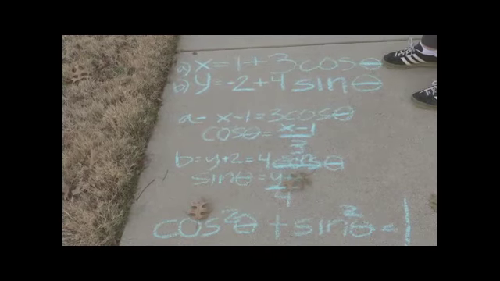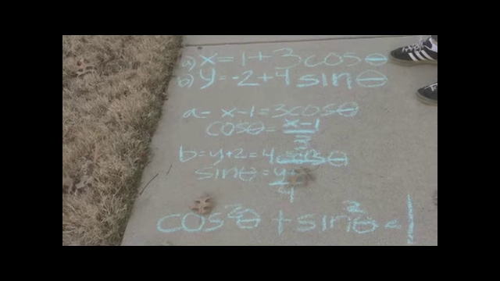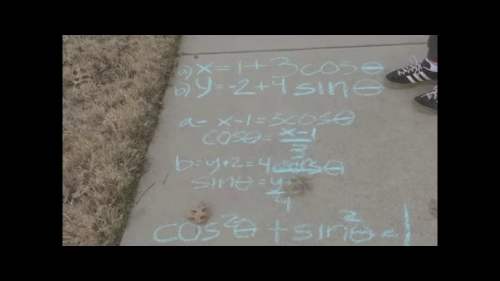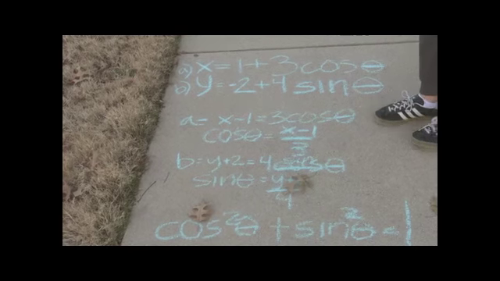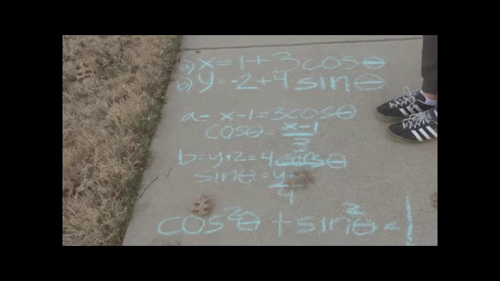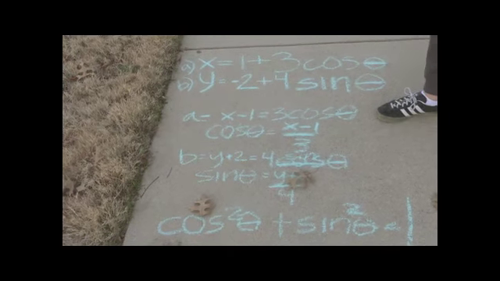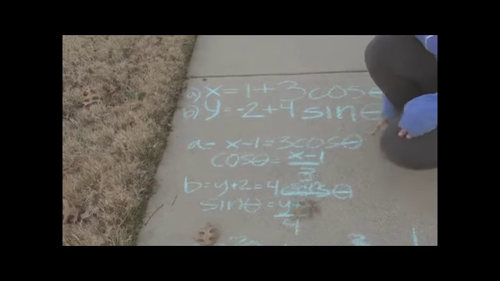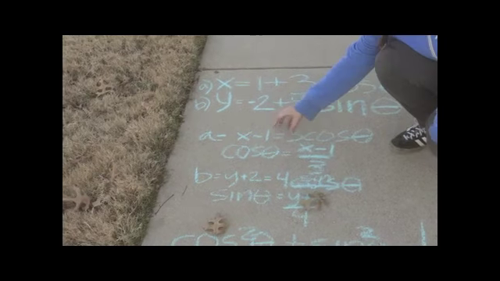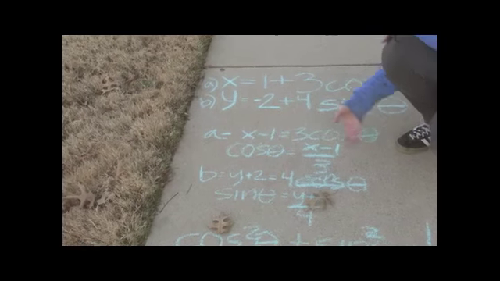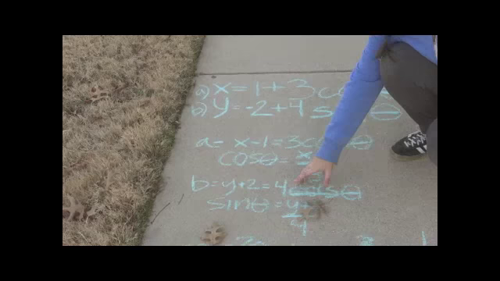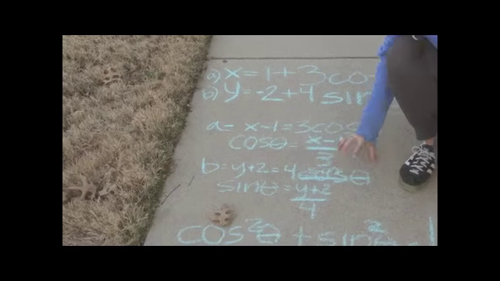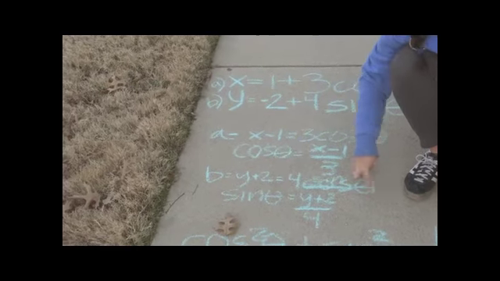For our second problem, we were given the two parametric equations, x = 1 + 3 cosine theta, and y = −2 + 4 sine theta. What we're going to want to do with those is isolate cosine and sine. So for A, the first equation, we're going to subtract 1, or (x − 1) divided by 3. That's going to isolate cosine.